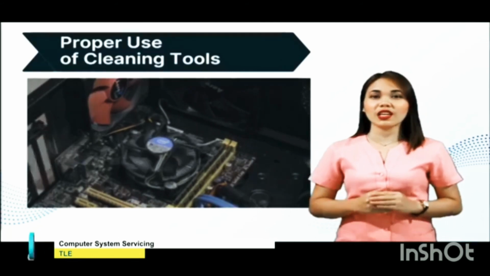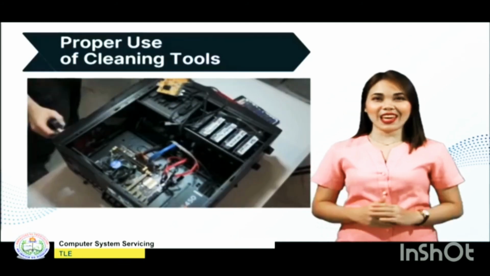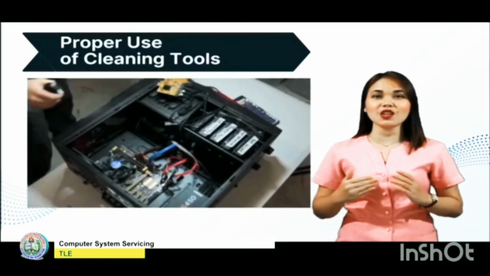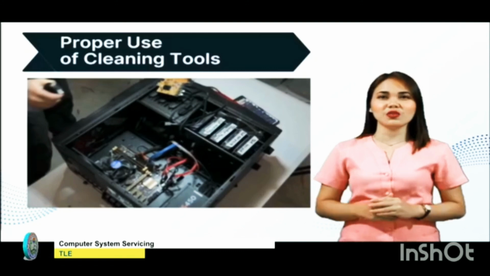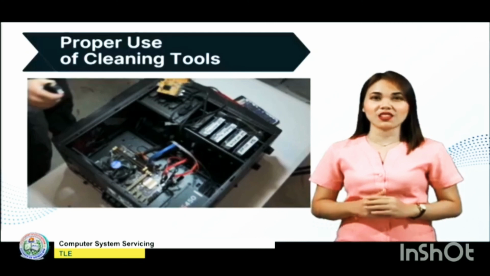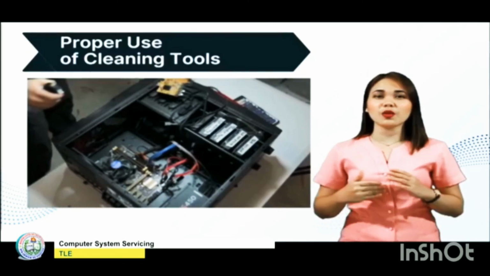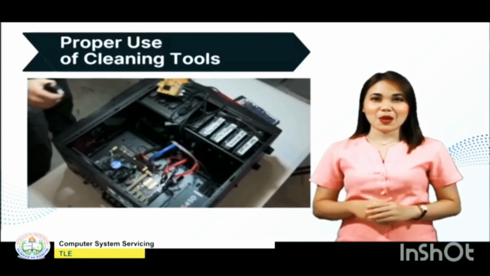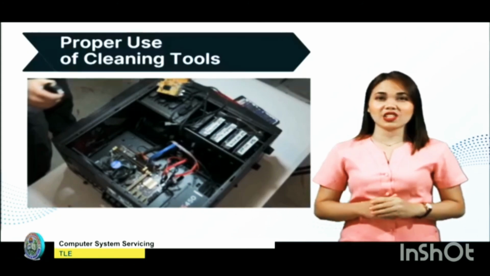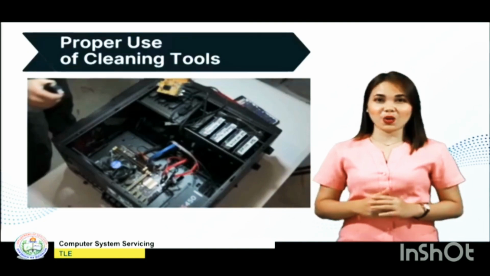When compressed air is used to clean inside a computer, the air should be blown around the components with a minimum distance of 4 inches from the nozzle. The power supply and the fan should be cleaned from the back of the case. Before cleaning any device, turn it off and unplug the device from the power source.